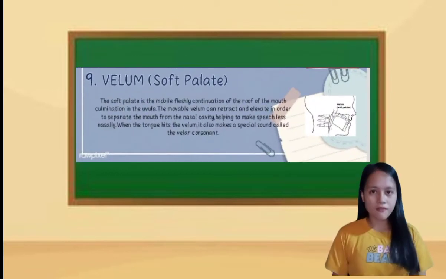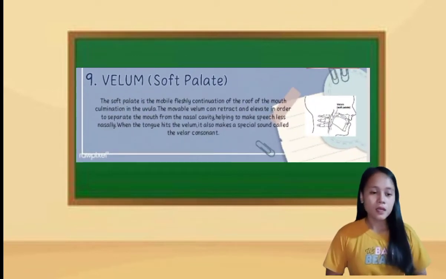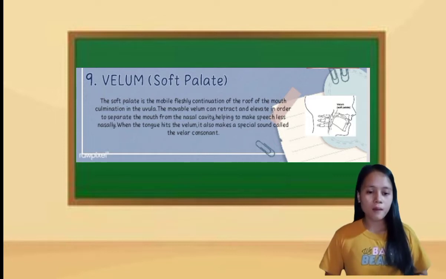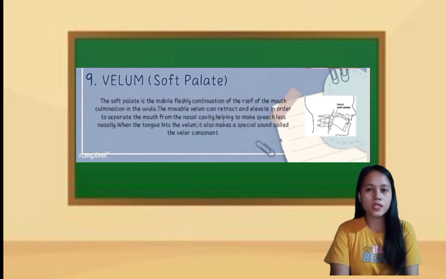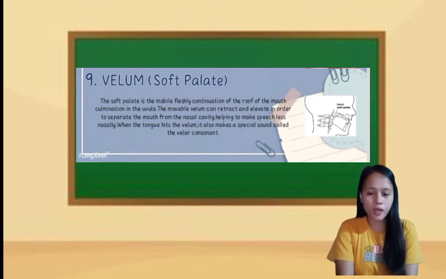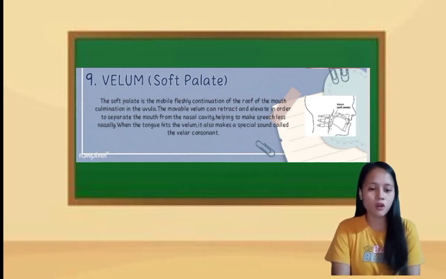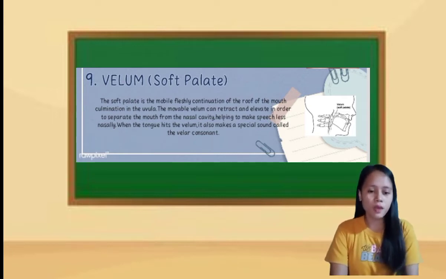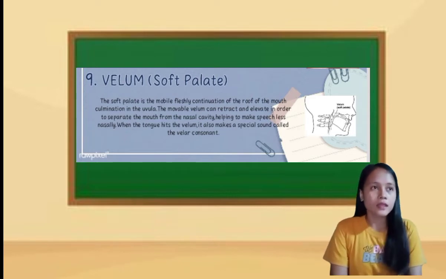The next one is the velum or the soft palate. The soft palate is a mobile fleshy continuation of the roof of the mouth, culminating in the uvula. The movable velum can retract and elevate in order to separate the mouth from the nasal cavity, helping to make speech less nasal.